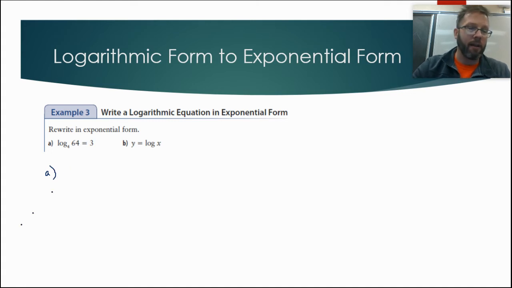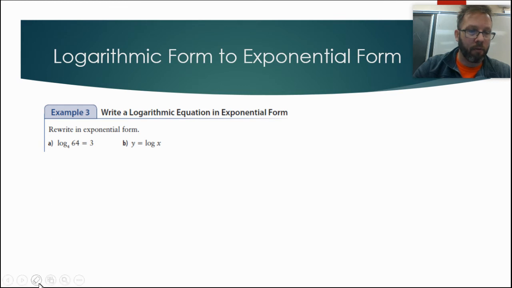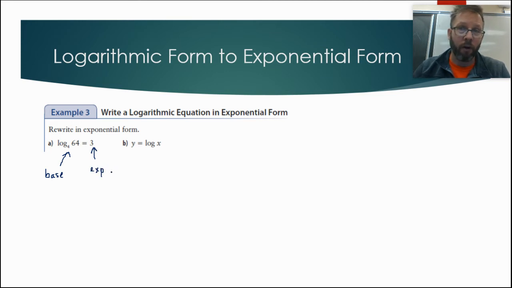I might actually leave myself some more room just to label a few things. Big thing is that the base is always the base. 4 here is the base. The result of doing a log gives you an exponent. Remember, this is asking log 4 is 64, is saying 4 to what exponent gives you 64? That exponent is 3. 4 to the power of 3 equals 64.